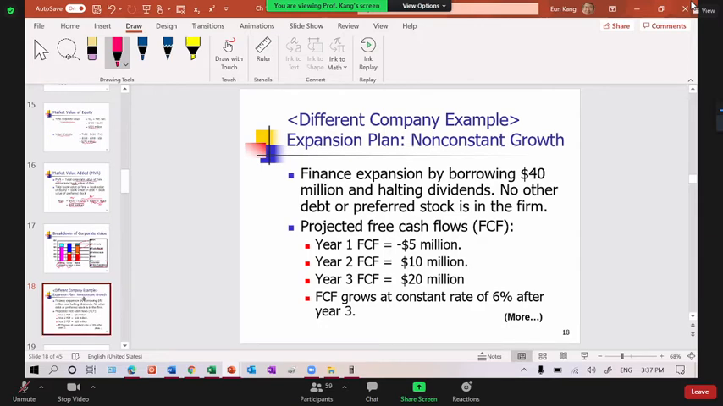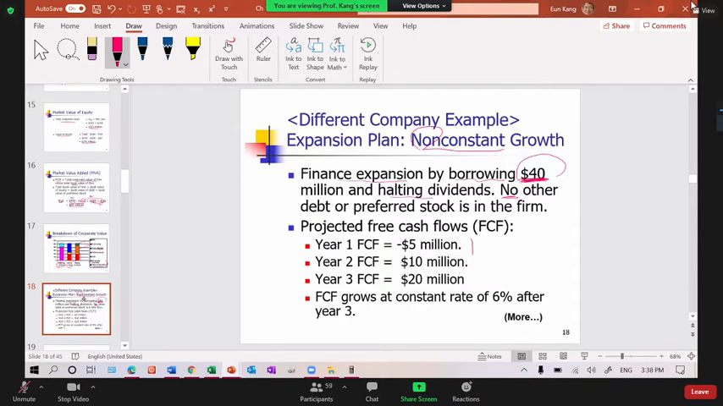Look at this. It doesn't grow constant from the beginning because it's a non-constant growth. The company financed expansion by borrowing 40 million and holding dividends. No other debts or preferred stock is in the firm. So the company has no preferred stock, no other debt. So debt is only this 40 million debt. So it's borrowing 40 million to grow. Then because you invest more, your growth will be different.